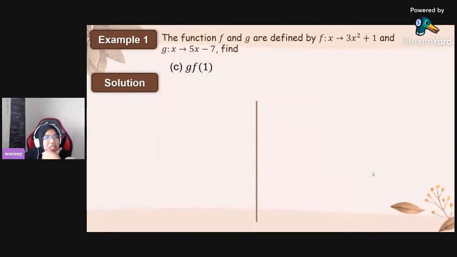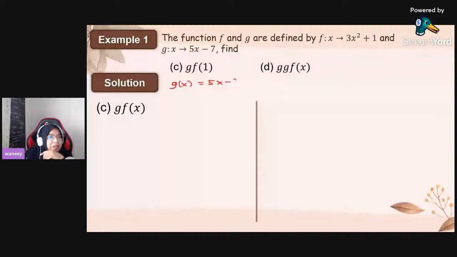Okay, so now see g(f(1)) and g(g(f(x))). For g(f(1)), that means we should calculate first what is g(f(x)). So we're going to calculate the composite function for g of f in terms of x, and then I will replace the x with 1. Now g(x) is equal to 5x minus 7, and f(x) is 3x squared plus 1.